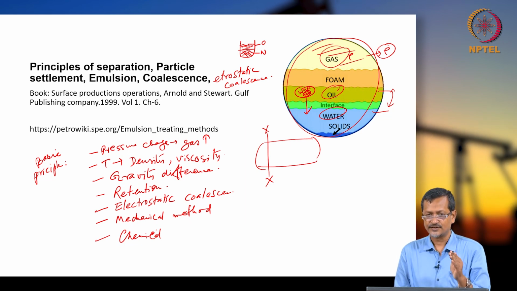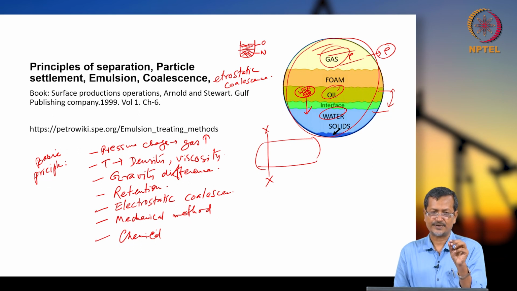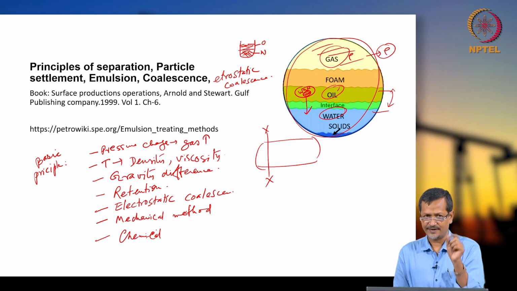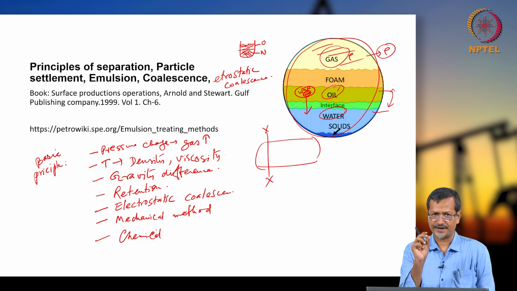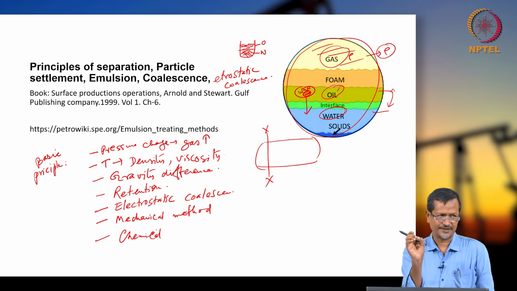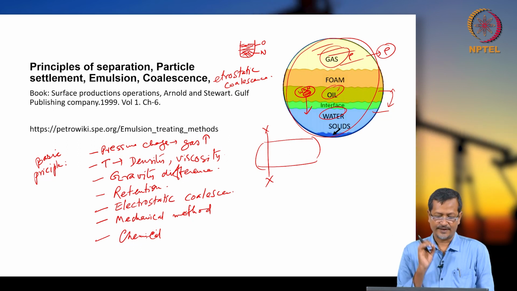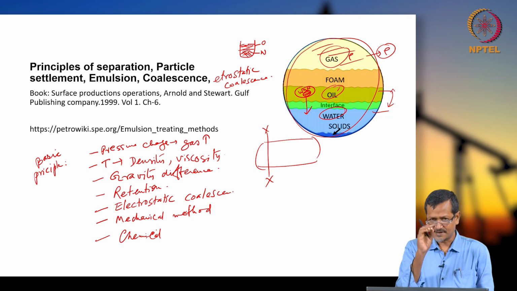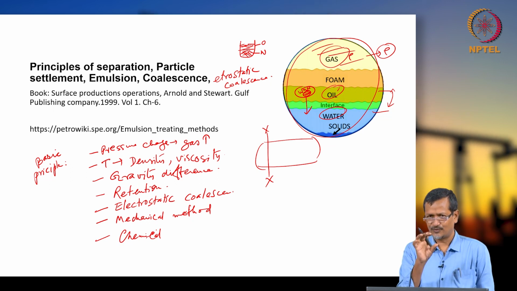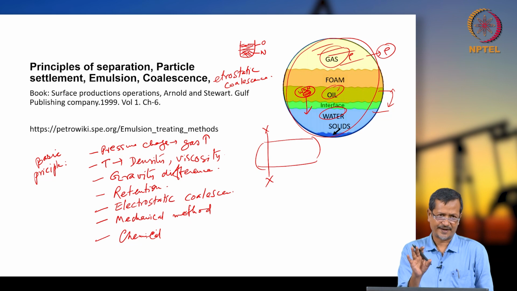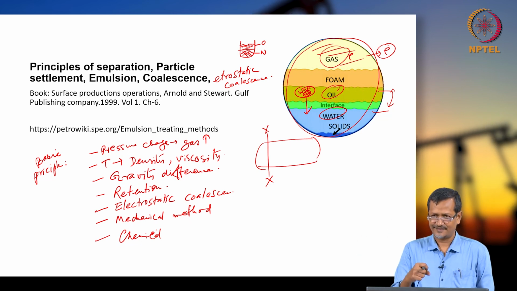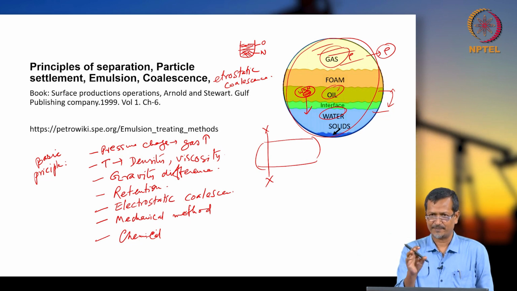Electrostatic coalescence. Using electrical means, you can create resonance in the fluid. So small particles will be resonating and two particles will collide with each other and make a bigger particle. And for the chemical method, if some particle has a chemical which is preventing separation, use another chemical to react, then you make a bigger particle and you separate.